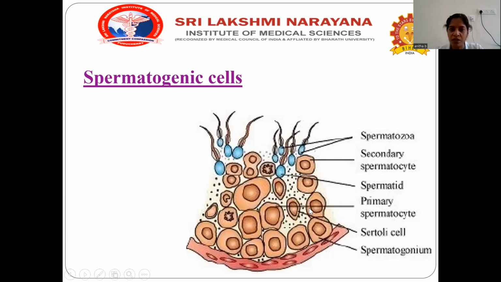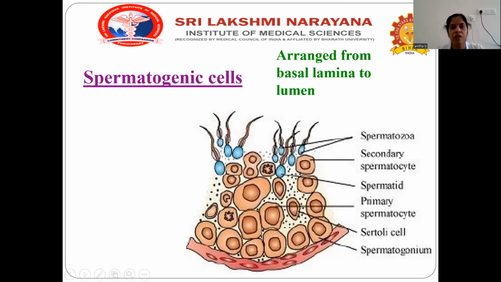Spermatogonium, primary spermatocytes, secondary spermatocytes, spermatid, spermatozoa. These are the spermatogenic cells. Usually in sections, you can't see the secondary spermatocytes because their half-life is very short. When the primary spermatocytes divide into secondary spermatocytes, the secondary spermatocytes soon become spermatids. So in sections, the secondary spermatocyte will be difficult to identify. Mostly you can see spermatogonium, primary spermatocytes, then spermatids, then spermatozoa.